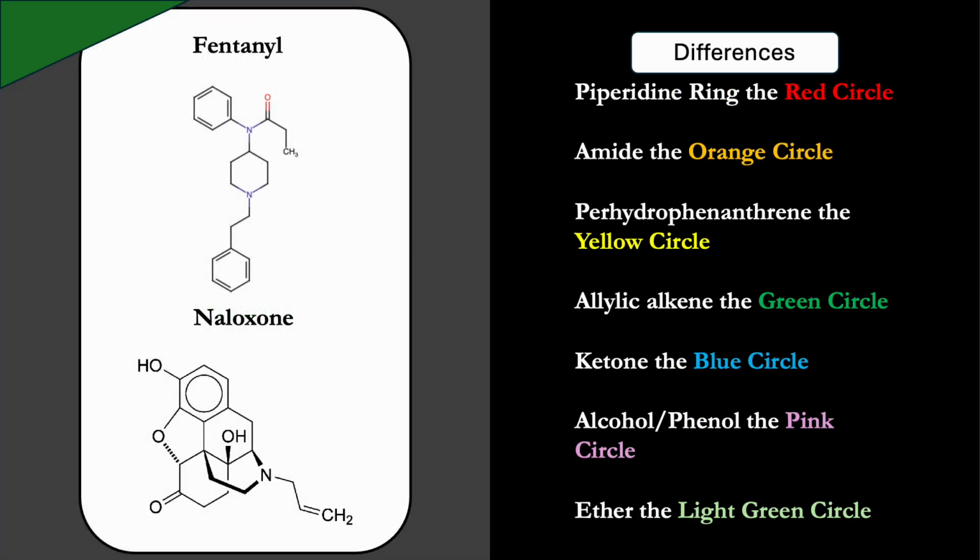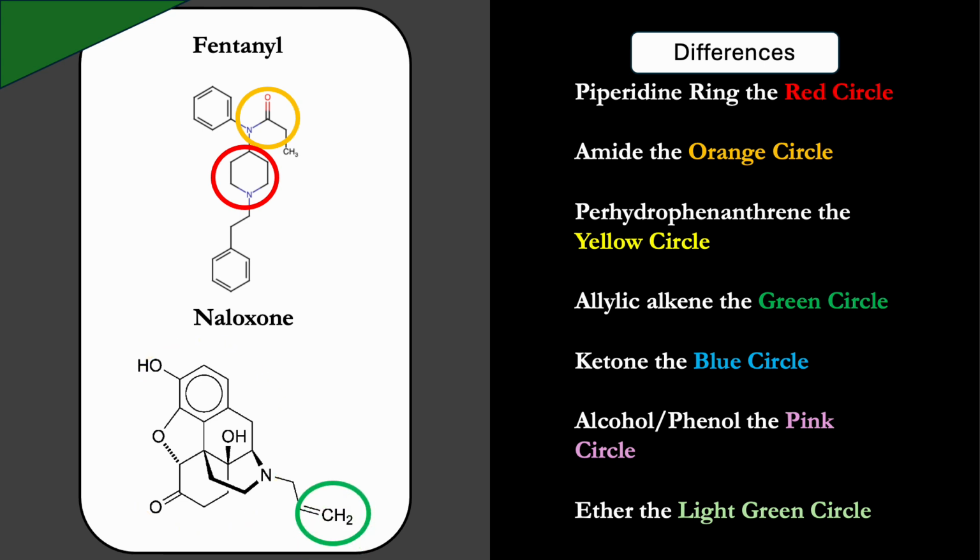Here are the key differences between fentanyl and Naloxone. The first key difference is that fentanyl's heterocyclic ring is also called the piperidine ring, which is different from Naloxone's heterocyclic ring, which has a different name. The second key difference is that fentanyl has an amide group, which Naloxone does not have. The third major difference is that Naloxone has these fused rings, which is called the perhydrophenanthrene, which fentanyl does not have.